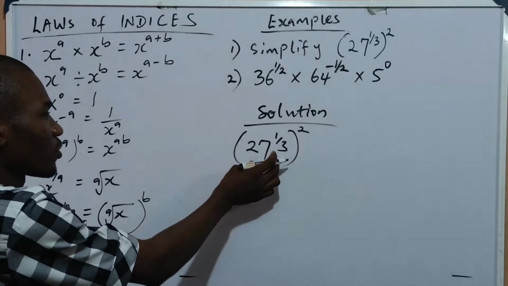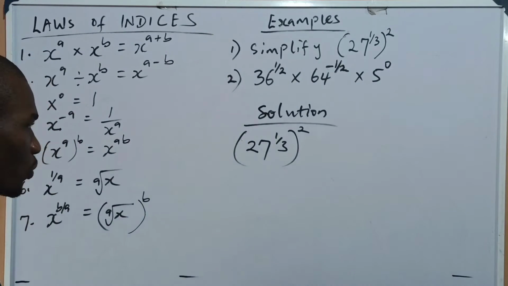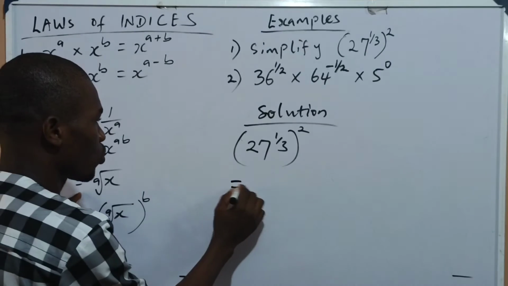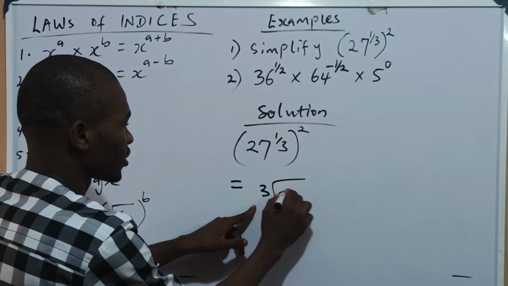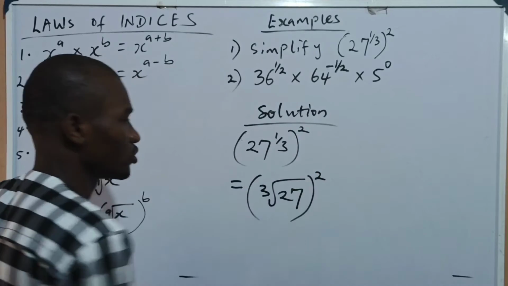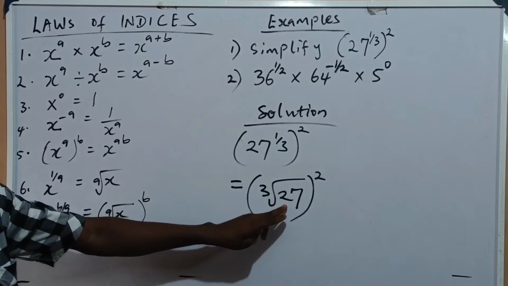Hence, we have 27 raised to the power of 1 over 3, all raised to the power of 2. What do we do? We still apply law number 6. Hence, this is equal to the cube root of 27, all raised to the power of this given 2. And remember, the cube root of 27 is 3.